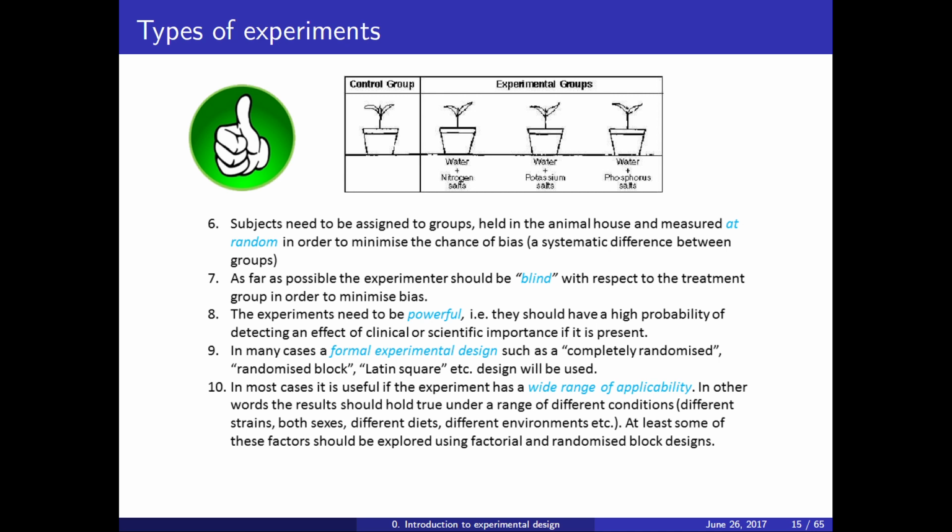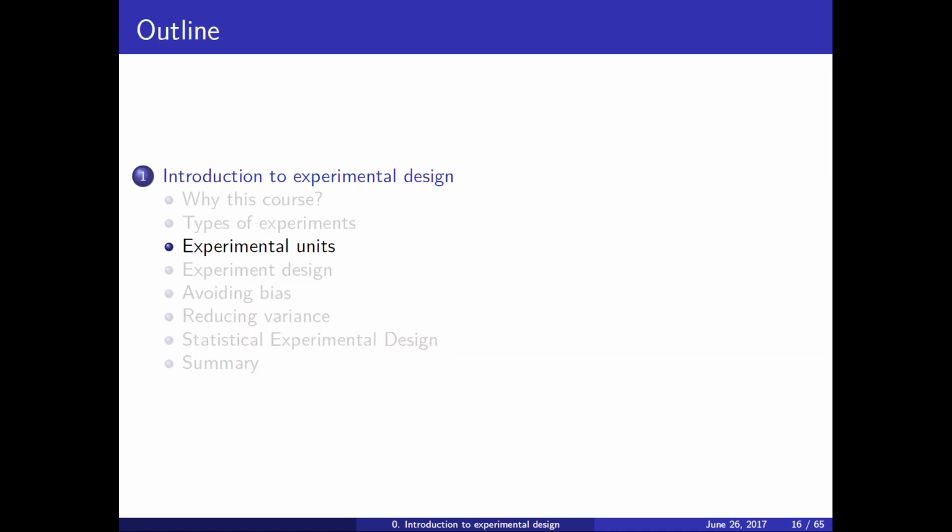And the experiments need to be powerful, so that if there is a difference, we will have enough probability to detect it. This power is related to the sample size: the larger the sample size, the more powerful your experiment will be. A formal experimental design, such as the completely randomized, randomized block or Latin square, is typically used. And in most cases, it is useful if the experiment has a wide range of applicability. In other words, if you change the conditions a little bit, the differences between groups still hold. This is typically explored with factorial and randomized block designs that are part of the designs that we will cover in this course.